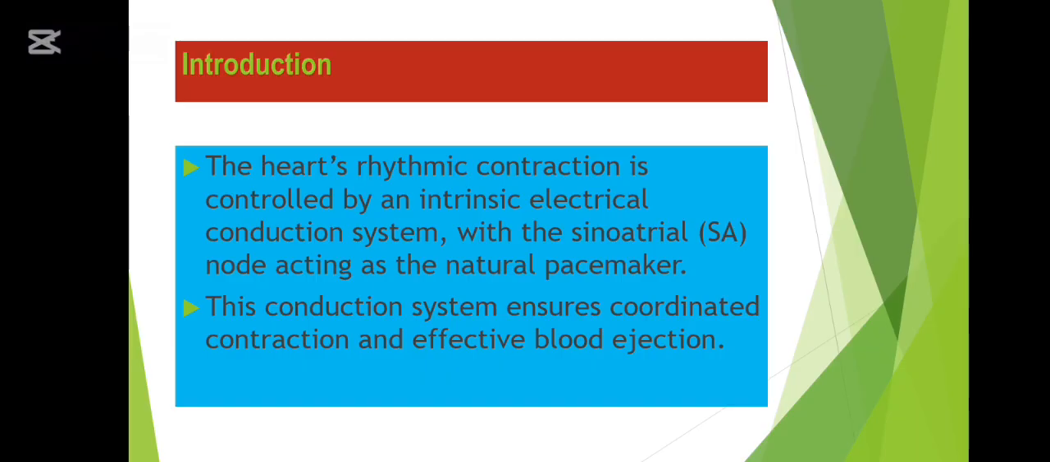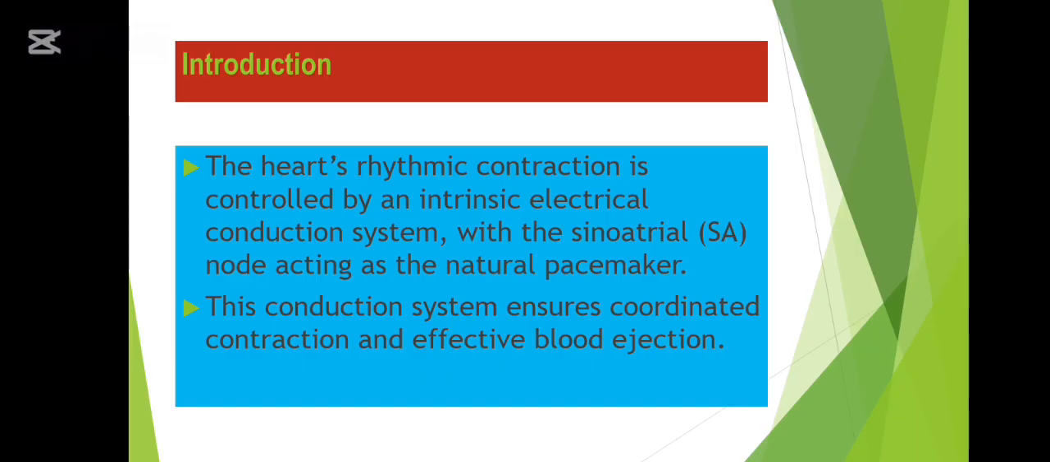Diastole means relaxation. Now, the heart's rhythmic contraction happens because the heart contracts by itself, which is possible due to the electrical conduction system. Within this system, we have an important cell we call the natural pacemaker cell, which is the SA node.